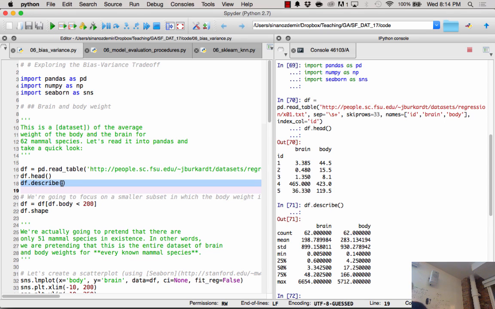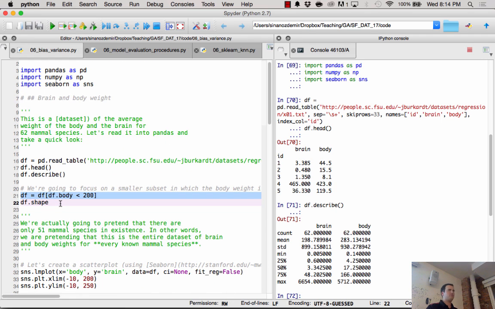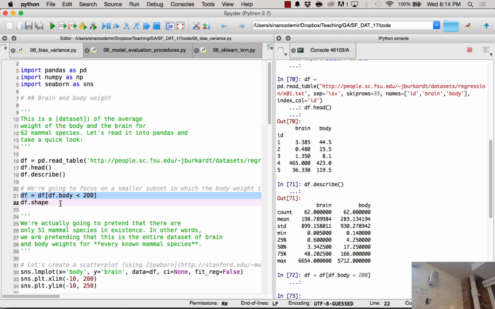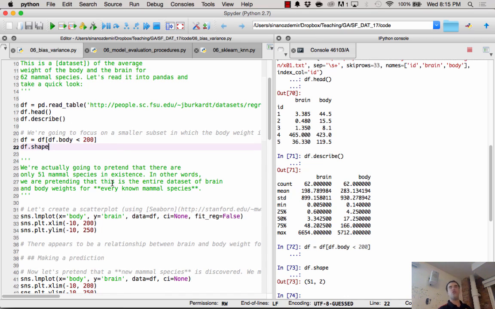So, I'm going to focus where the body weight is less than 200, just to make it smaller, to make our plots a little bit nicer. So on line 21, I'm just filtering my data frame such that the body mass is less than 200. When you look at our shape, we have 51 animals, and there are 2 columns, brain and body. So we're going to pretend for a second that there are only 51 mammals in the world. This entire data set is for every known mammal species. That is our assumption right now: that we have a lot of mammal data, and there's only 51 mammals in the world.